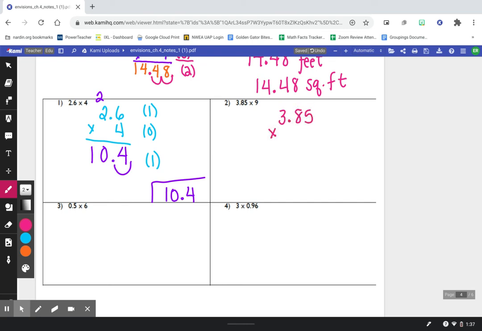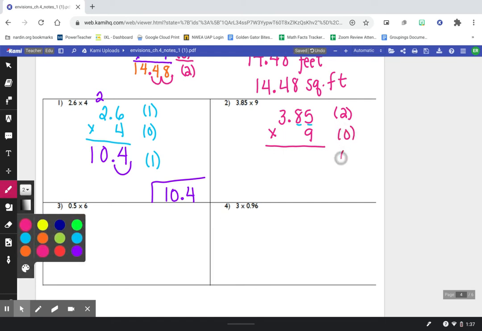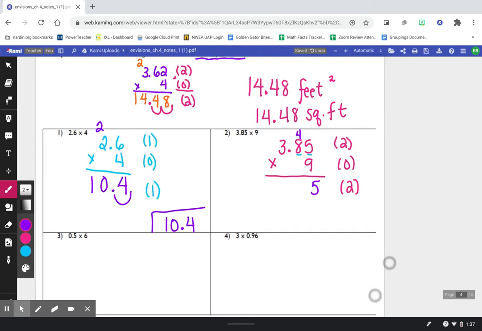3.85 times 9. Make sure you're nice and neat when lining your numbers up. There's 2 decimal places here. There are none in the second number, so my answer should have 2. 9 times 5 is 45. Put down the 5, carry the 4. 9 times 8 is 72. Plus 4 is 76. Put down the 6, carry your 7.